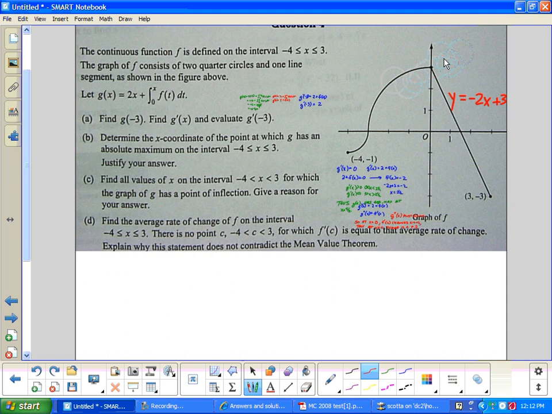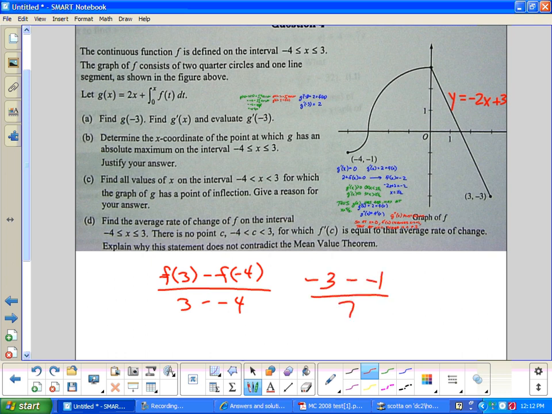Let's do the average rate of change on the interval first, which is simply f of 3 minus f of -4 over 3 minus -4. We can read the values. I get -3 minus -1 over 7. I get -2/7 as the average rate of change. All right? So that's a point. I'm looking right now so I can finish up here.